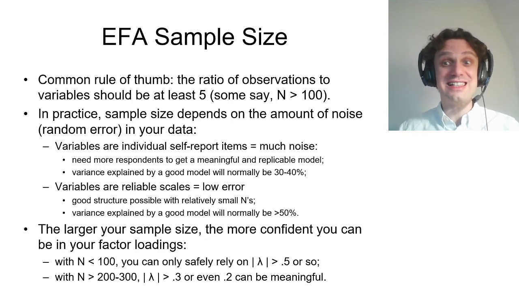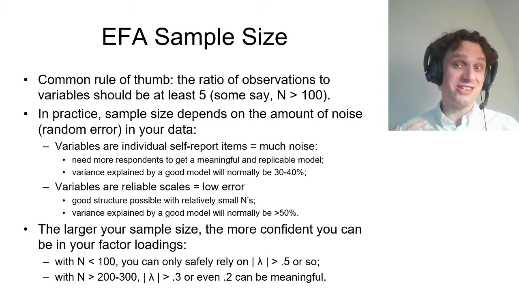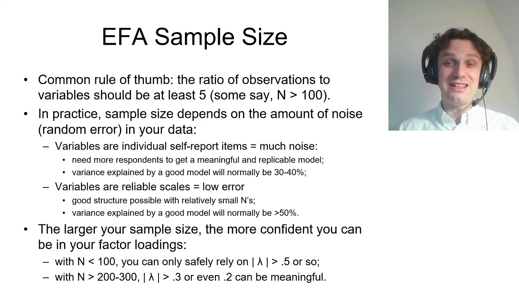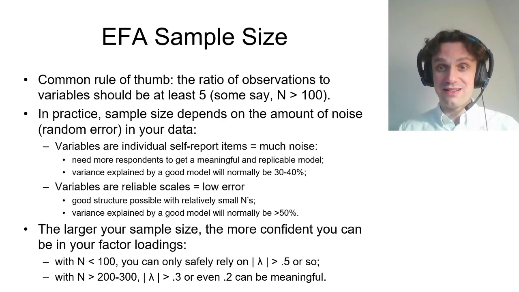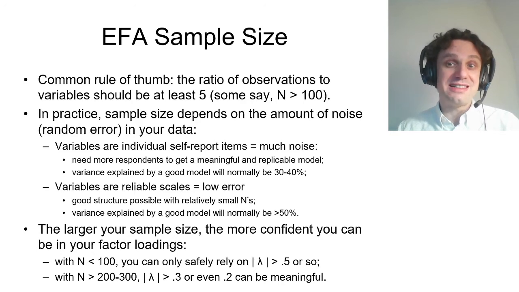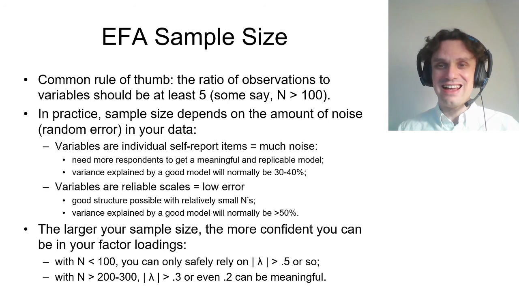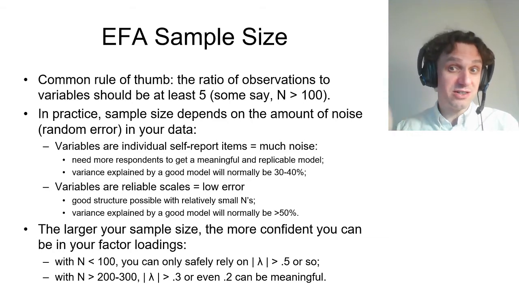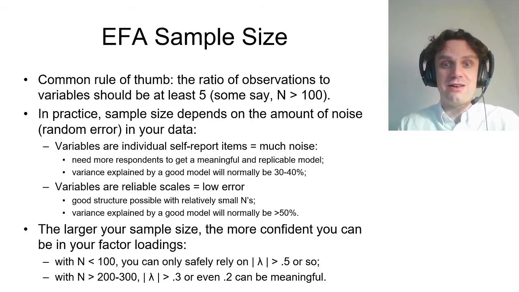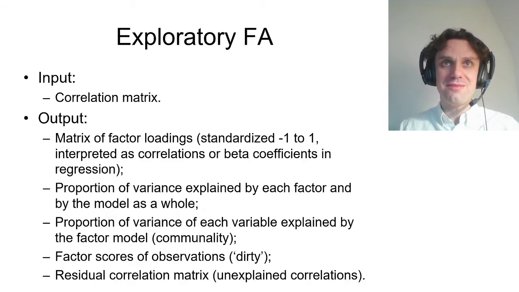And if you're factor analyzing scales of existing questionnaires that are very reliable, you can get away with even a smaller sample. With a sample of even less than 100, you can get a meaningful structure. But essentially, the larger your sample size, the more confident you can be in your factor loadings. In a smaller sample, you can only rely on large factor loadings. In a large sample, even small factor loadings can be substantive and not random. But we'll discuss that quite soon.